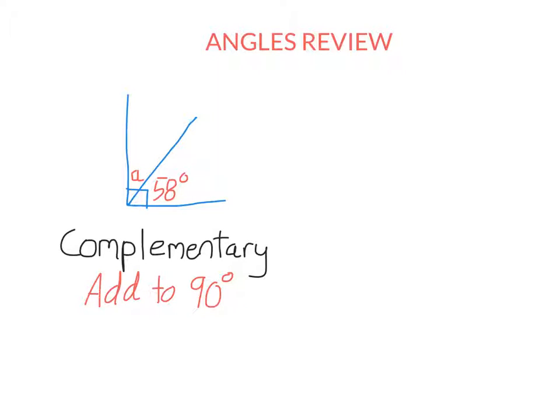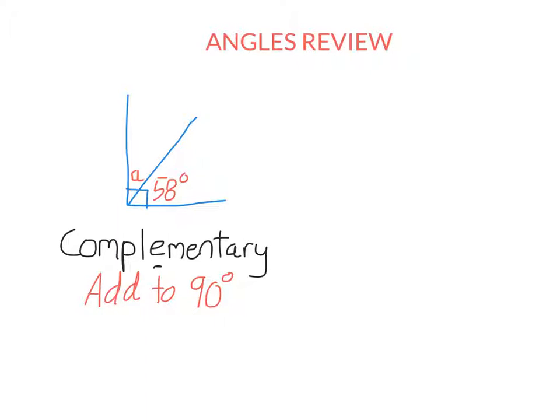So we can see that we have a right angle in blue, and there are two angles that make up that right angle, a 58-degree angle and an angle I've labeled A. So those two angles are said to be complementary. Note it's complementary with an E, not an I. Complimentary with an I, we're talking about like giving you a compliment, saying something nice about you. Complement with an E means they go together. In this case, they go together to form a right angle.